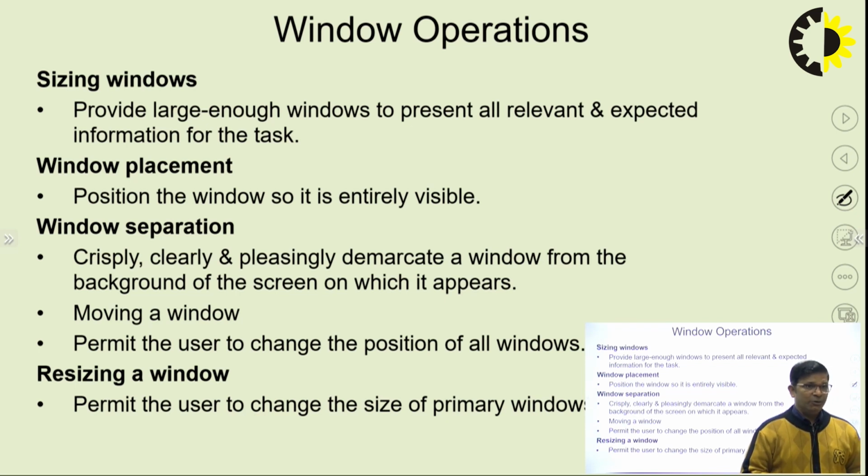Demarcate a window from the background of the screen on which it appears. Moving a window: permit a user to change the position of all the windows. Resizing window: permitted to change the size of the primary window. So, window placement, we can do any placement, in any space. We can change the window size also.